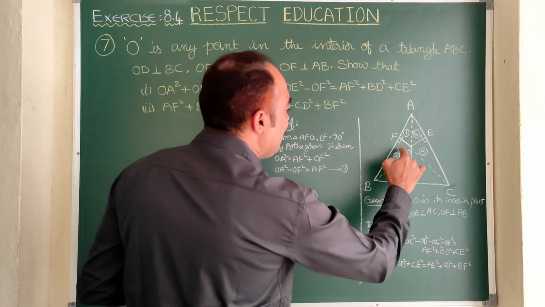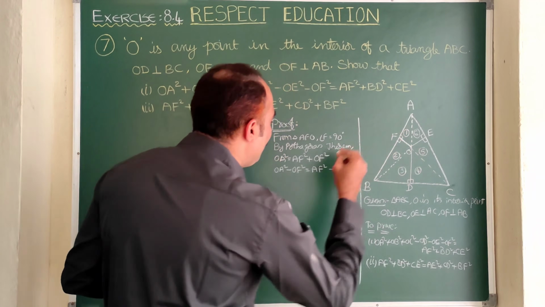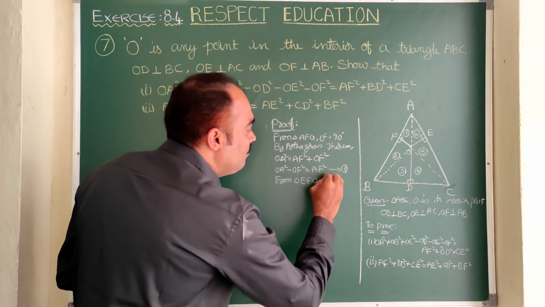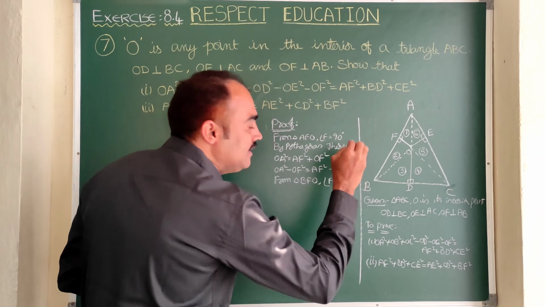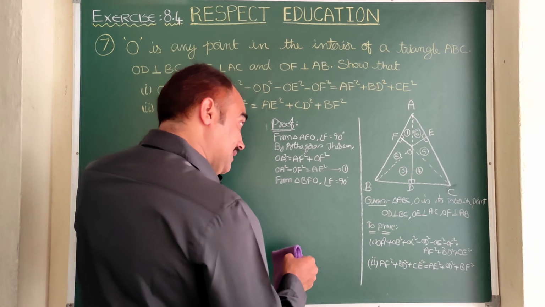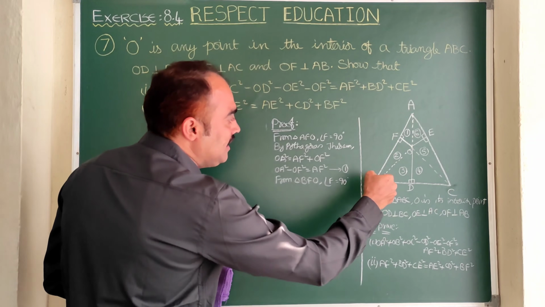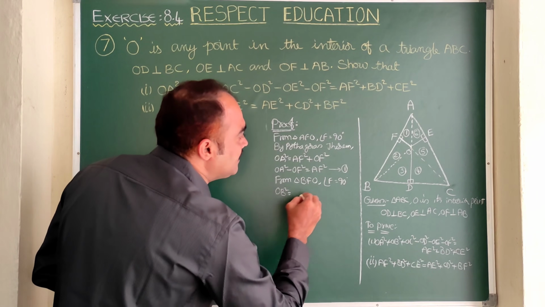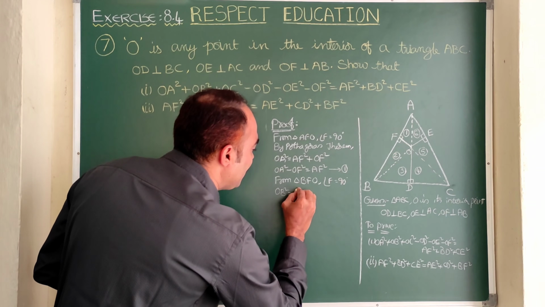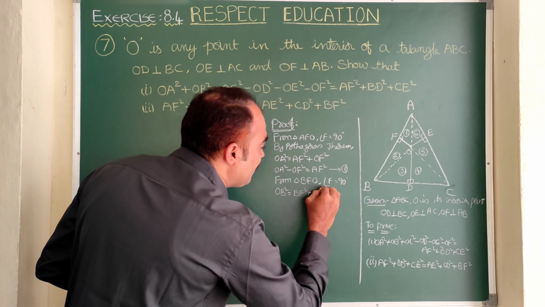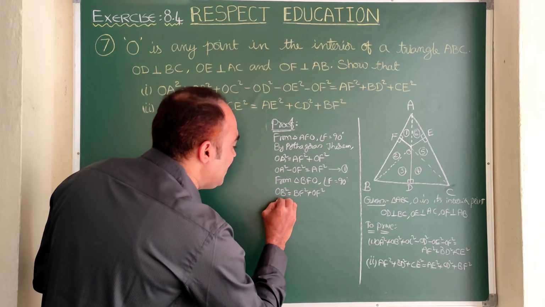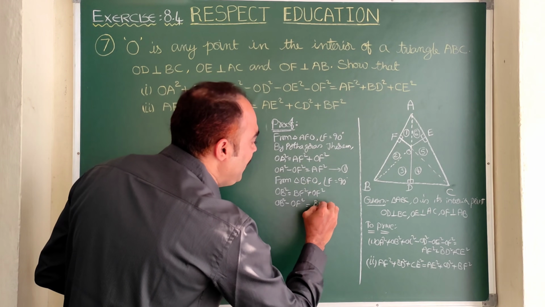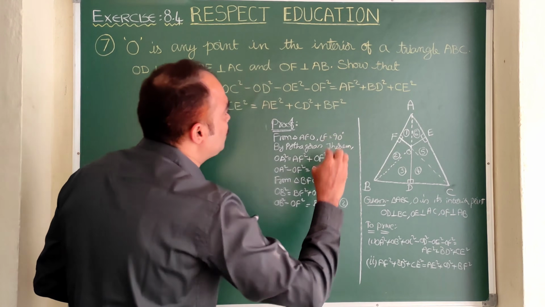Clear? Same way, from triangle BFO, where angle F is equal to 90 degrees, let us apply Pythagoras theorem for the second triangle. Here the hypotenuse is OB. So OB square is equal to BF square plus OF square. Let us send OF square this side. So here OB square minus OF square is equal to BF square. This is equation number 2.